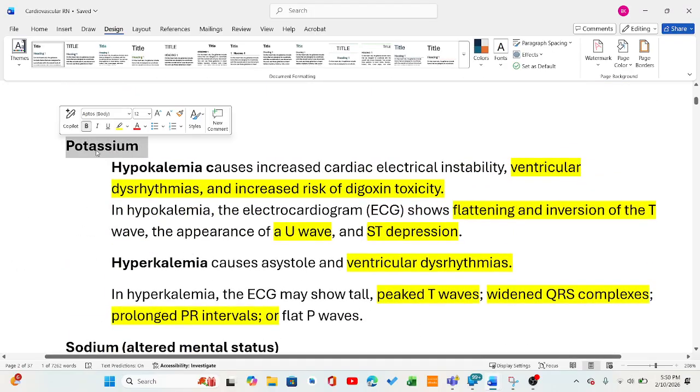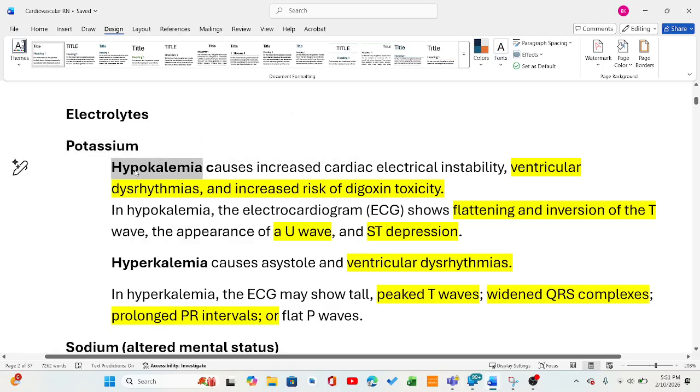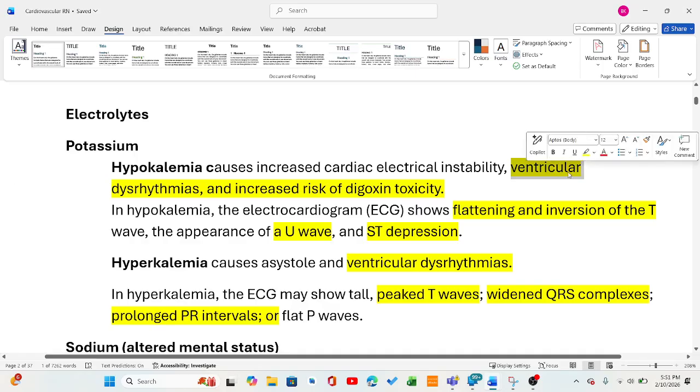As far as NCLEX is concerned, potassium is something that you cannot mess up with. Once potassium levels go down, it is called hypokalemia. And when hypokalemia occurs, all that we are looking for is ventricular dysrhythmia.